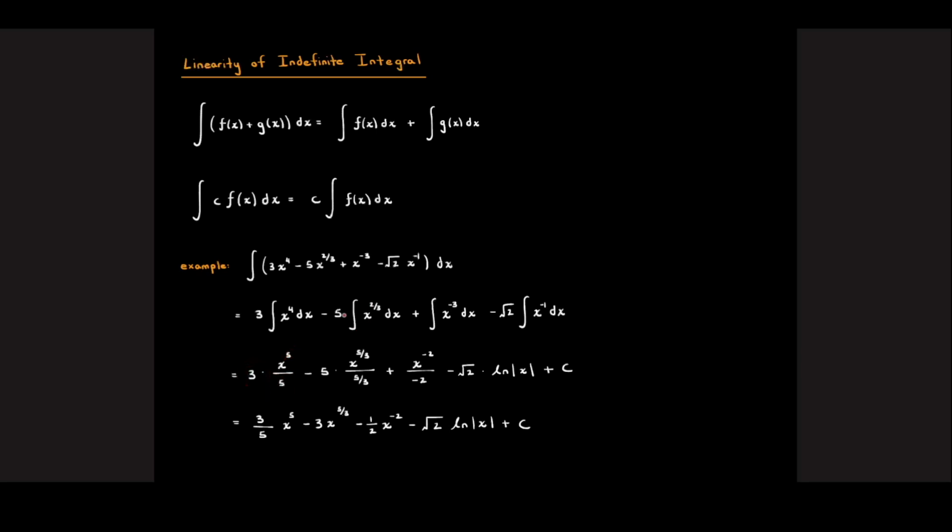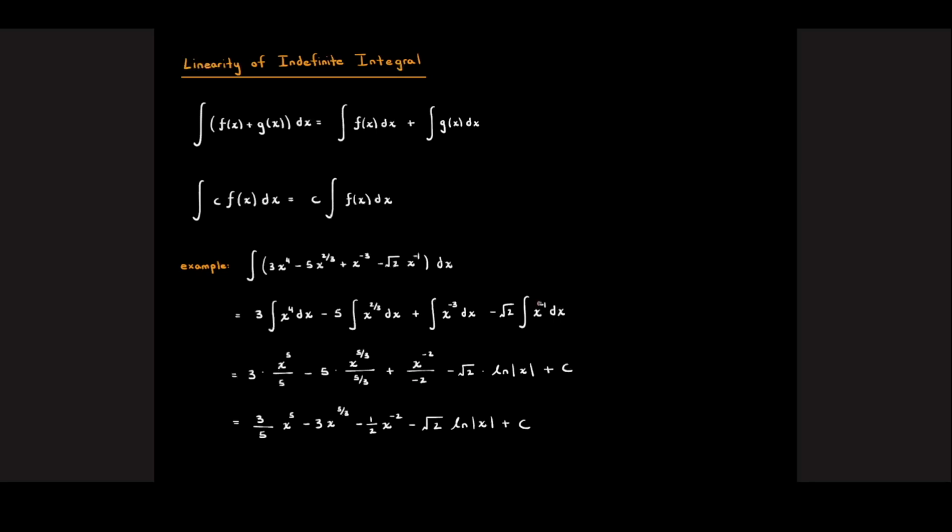Similarly, for the next antiderivative, we have to use the power rule. We add 1 to the exponent 2/3 to get 5/3, and then you have to divide by 5/3. For the next antiderivative, we add 1 to the exponent, we get -2, x to the -2, then you have to divide by the new exponent, so divide by -2.